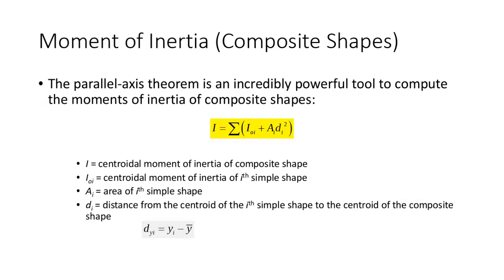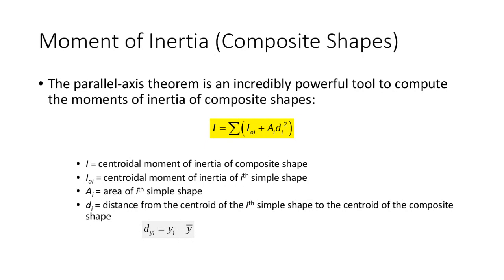So the idea is that if you want to find the moment of inertia of a composite shape, you sum up these terms, I plus Ad squared. I being the moment of inertia of each individual simple shape, A being the area of the simple shapes, and then this term d squared. We define d as the distance from the centroid of each individual shape to the centroid of the whole thing. Actually, these are the easiest ones to find. I know sometimes they tend to confuse students when you first start doing this, but they're actually pretty straightforward.